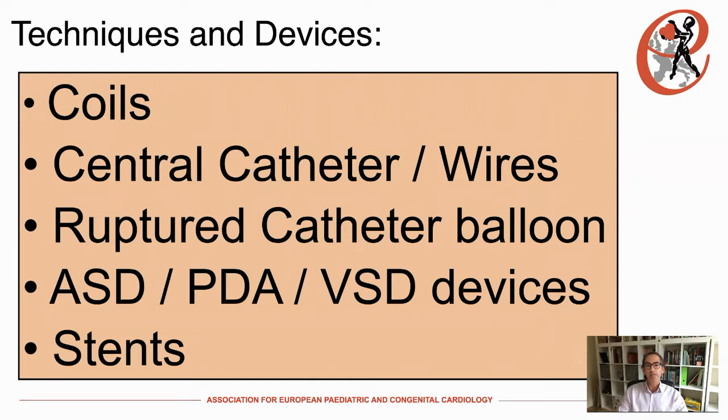I will begin with the simpler ones like coils, central lines, and ruptured catheter balloons, followed by the different occluder devices. And I will finish with some remarks and tips about embolized stents.